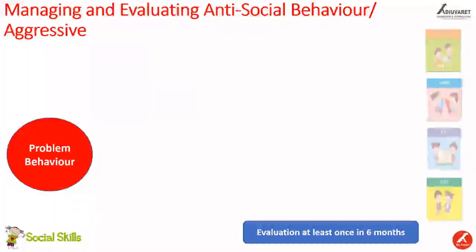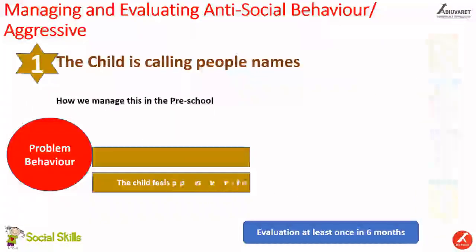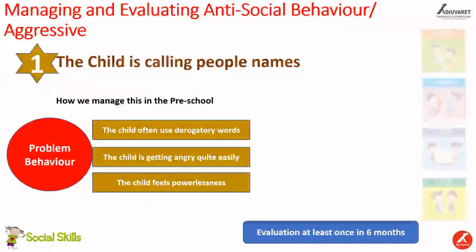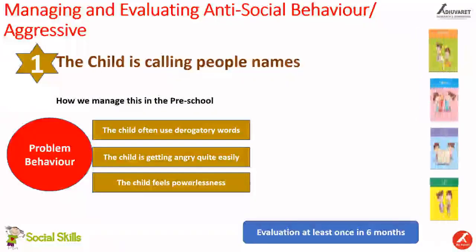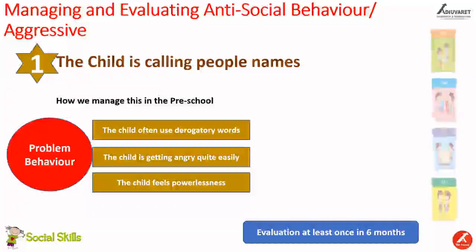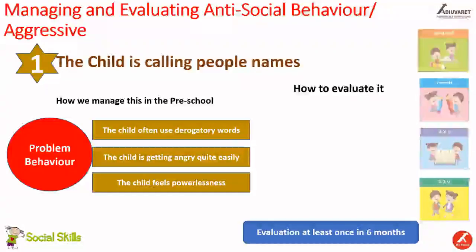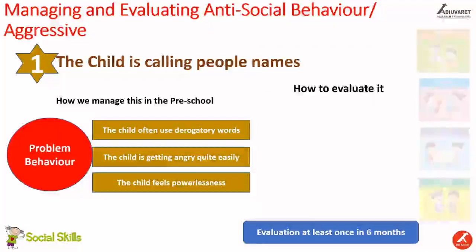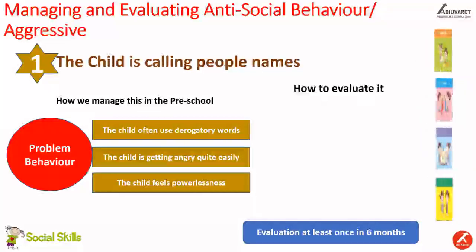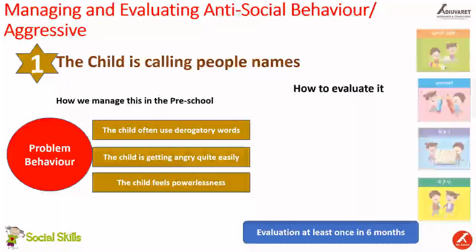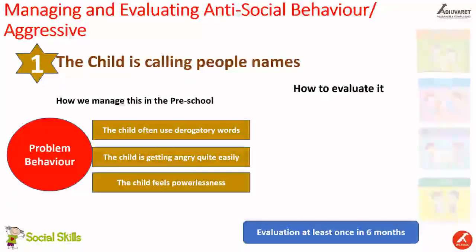Now, as we have always been talking about, documentation is important. Maintaining the information when the child has been caught calling other names is important to document. So in that case, if the child often uses derogatory words, is getting angry quite easily, or feels powerlessness, or feels that there is a hostile environment around, we must keep it noted and ensure it is getting documented.